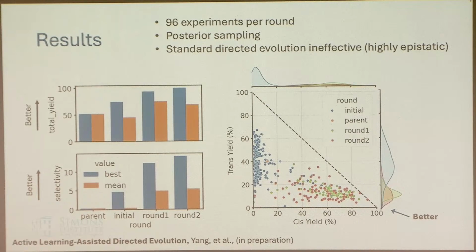Every round, we would train a bunch of neural nets, select one at random, use that one as the sampled fitness function, and then use that to help select the next set of experiments. These were done in batches of 96 experiments, and there were 3 rounds of experiments. The initial round was just random. This is a very challenging design task because there's quite a bit of epistasis, and standard directed evolution is ineffective in this particular case. You can see that after round 2, we actually find some proteins that really optimize for our design task.